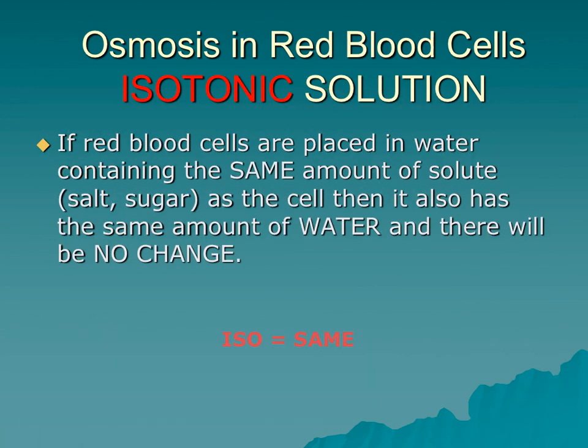Isotonic is when there's the same amount of solute and water inside the cell as outside the cell. So this is the ideal, all right? This is the kind of solution that is given to you in an IV, or if you go into the hospital and you're just getting saline solution. That's what that's called, saline solution. It needs to have the exact same amount of solute and water in it as what's in your blood cells.